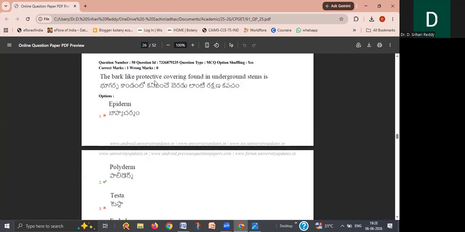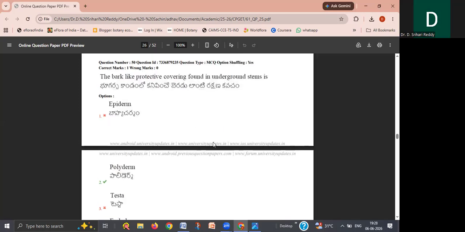And the bark-like protective covering found in underground stems. This is one more question. We know there are so many runners, suckers, corms. All these are different kinds of underground stem modifications. Those underground stem modifications are protected by a specific covering tissue that is called polyderm. So you remember this term polyderm. It protects the underground modified stems.